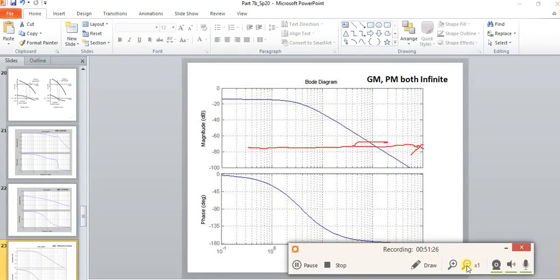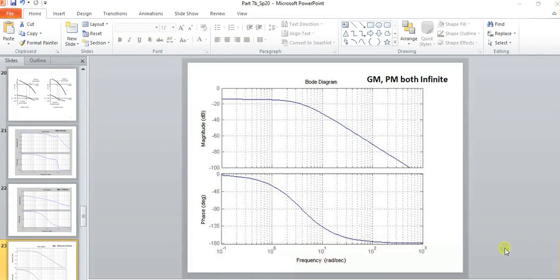Now this is the case where both are finite. That means, before I go further, let me make one thing clear again. To find whether a system is stable or not, we have to find two margins, gain margin and phase margin. Both of them should be positive if the system has to be stable.